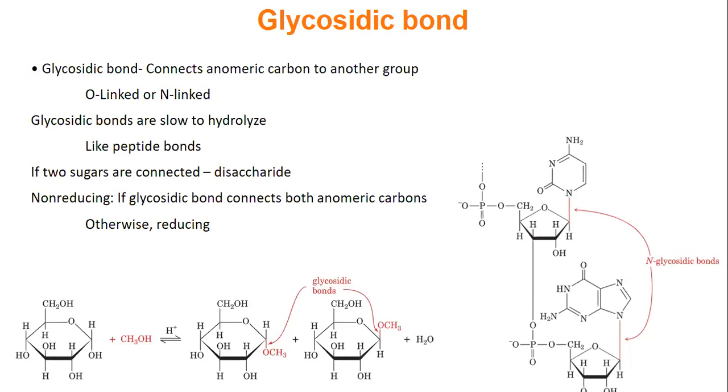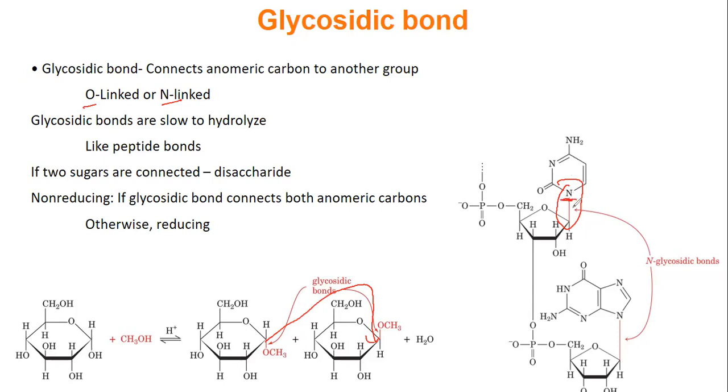A glycosidic bond is when sugars are connected. So if we want to make a disaccharide, that is, we want to combine two sugars together, the actual bond that connects them together, we call that a glycosidic bond. There's two types: an O-linked and an N-linked. In our DNA, our sugars are connected to our bases via an N-linked glycosidic bond. It just means nitrogen.